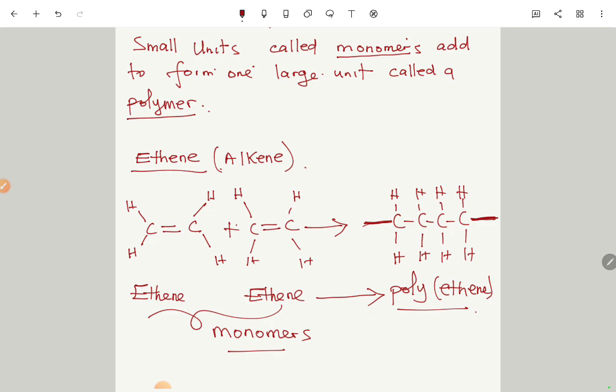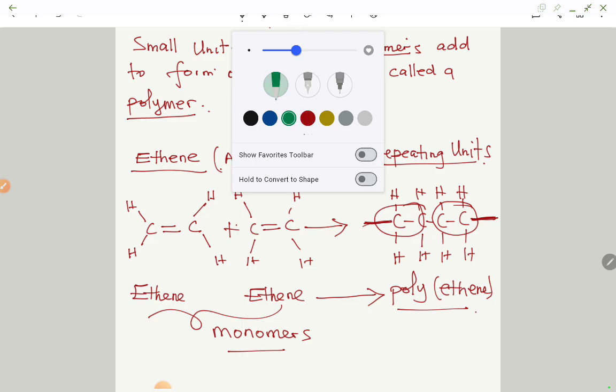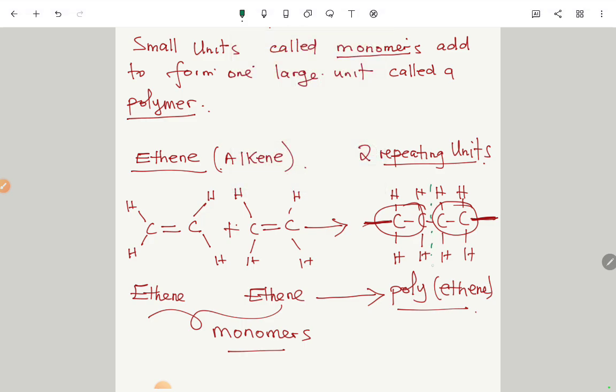So this polyethene has two repeating units. This is one repeating unit and this is one repeating unit. At this point, we notice that the structure is repeating itself. That is why we're saying that we have two repeating units.